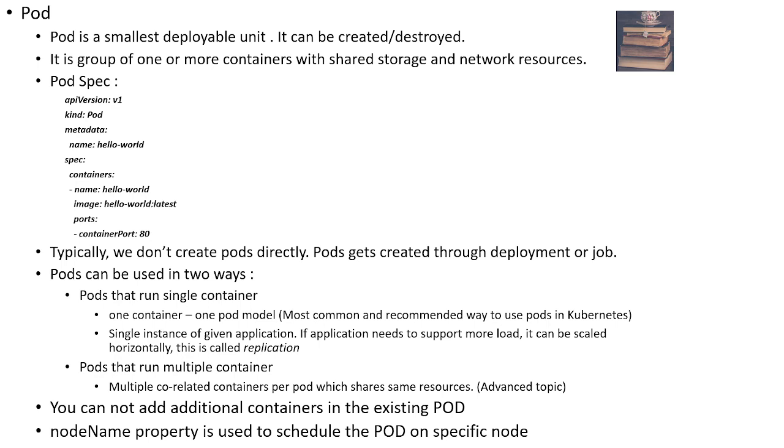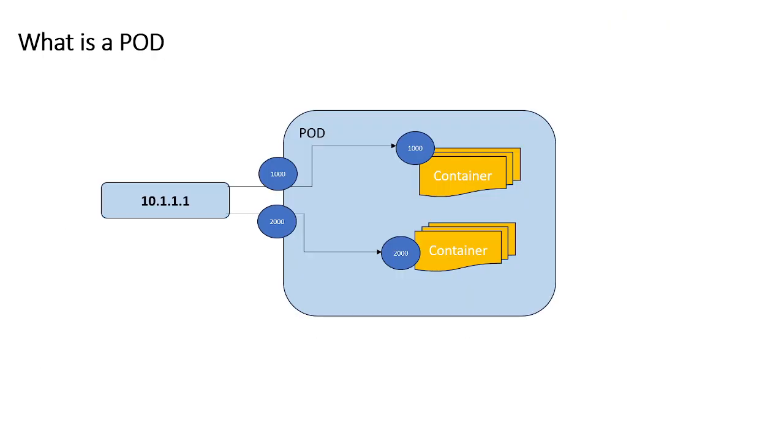Now let's understand how exactly the communication works in the pod. If you see in this diagram, there is an external IP 10.1.1.1, and that specific IP is assigned to some external machine or some identity. In this pod, I have two containers. One container is running on port 1000 and another container is running on port 2000. So how does it connect?